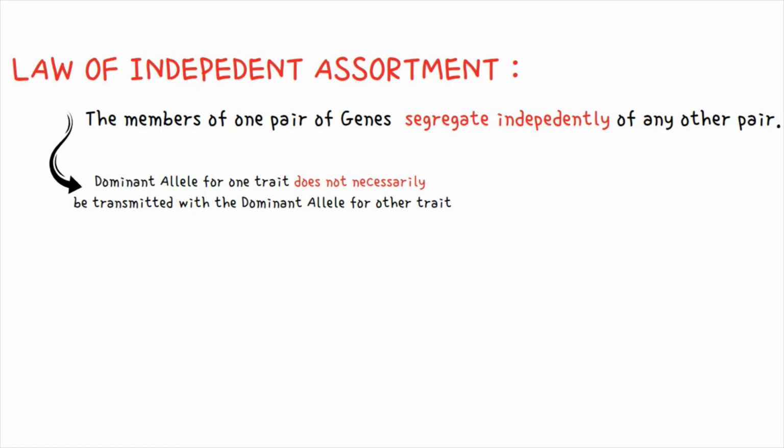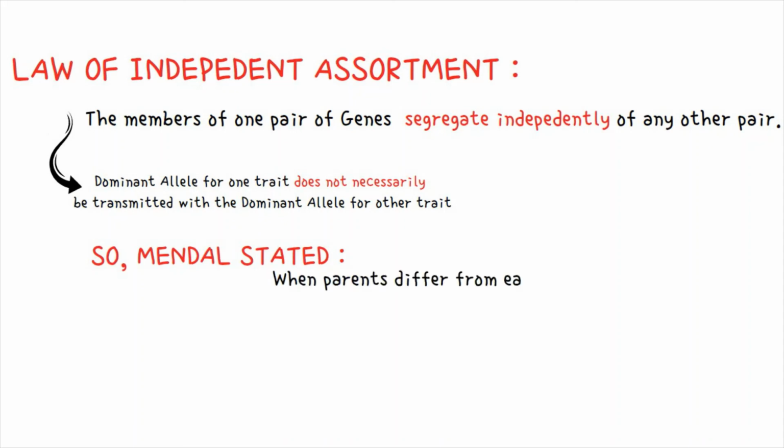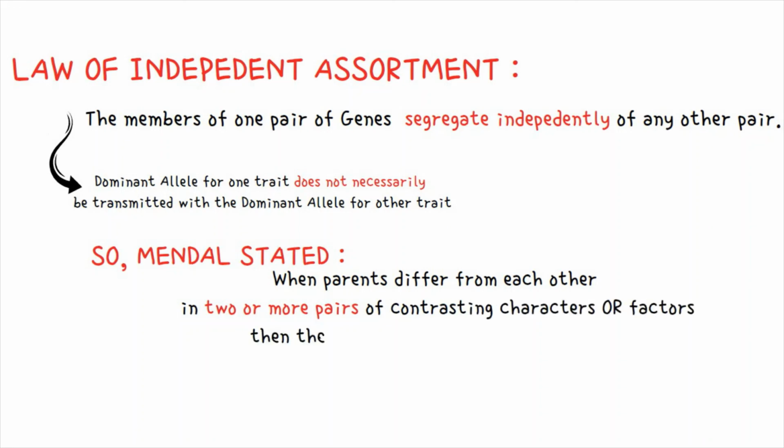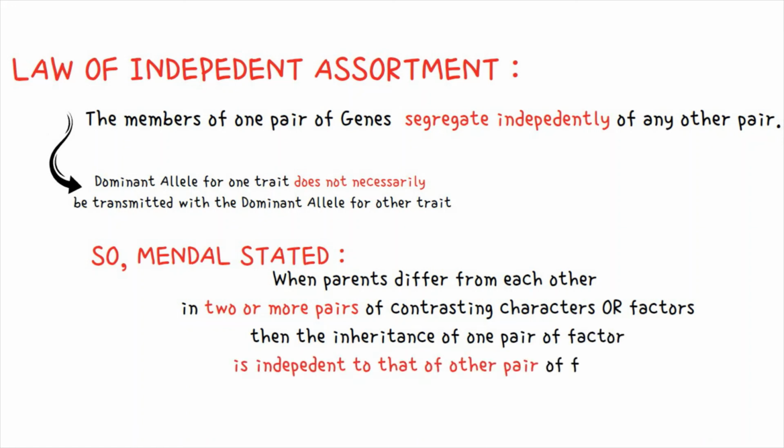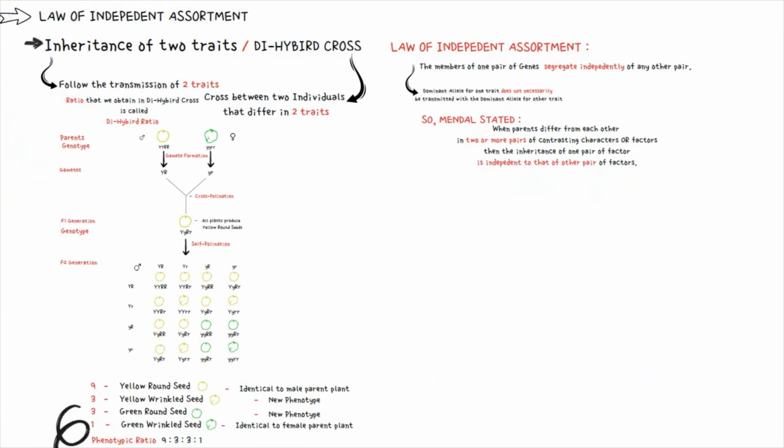Mendel stated that when parents differ from each other in two or more pairs of contrasting characters or factors, then the inheritance of one pair of factors is independent of that of the other pair of factors. So this is all about our today's topic.